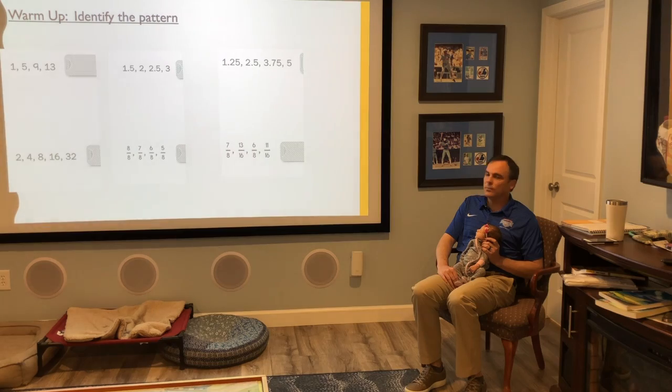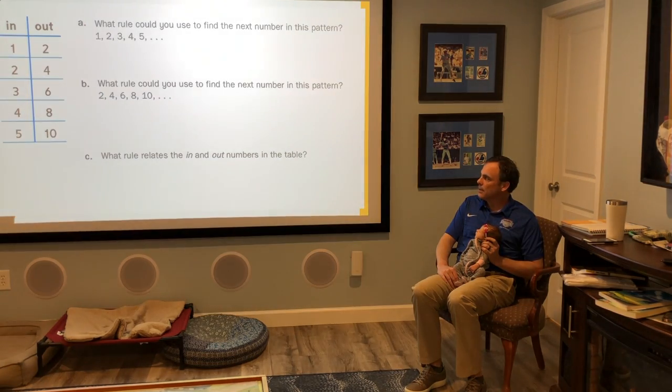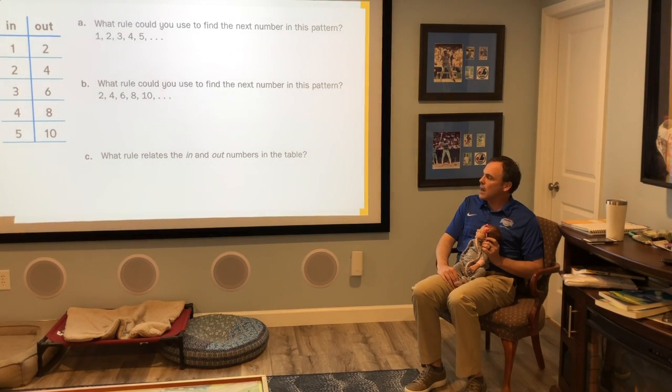We'll also be working on pages 260 and 261. If you look at the first problem on page 260, what rule could you use to find the next number in this pattern? 1, 2, 3, 4, 5. Well, in this case, you can see that the pattern is increasing by 1. So the n is increasing by 1. The next number would be 6, then 7, then 8.